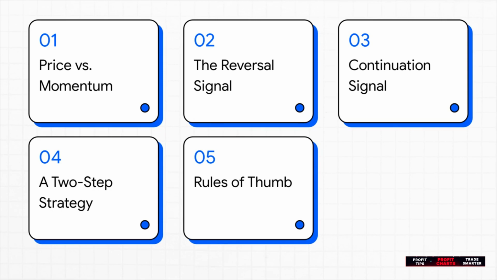So here's how we're going to unpack all of this. First, we'll cover the basic idea, price versus momentum. Then we'll get into the two faces of divergence, the one that signals a reversal and the other that signals a continuation. Then we'll put it all together into a slick two-step strategy you can actually use. And we'll wrap up with some crucial rules of thumb.